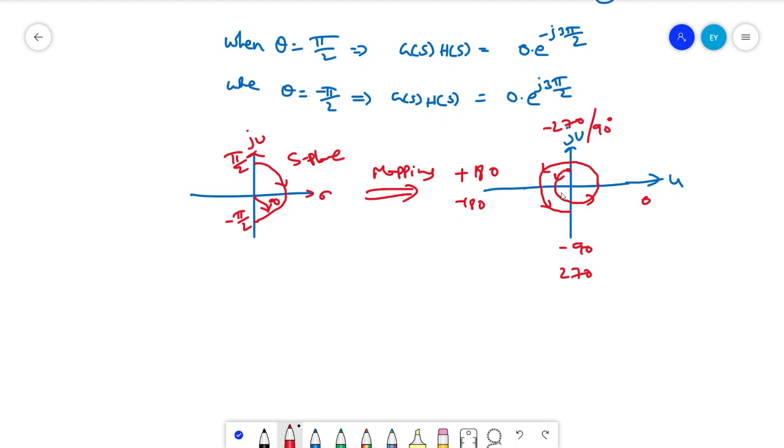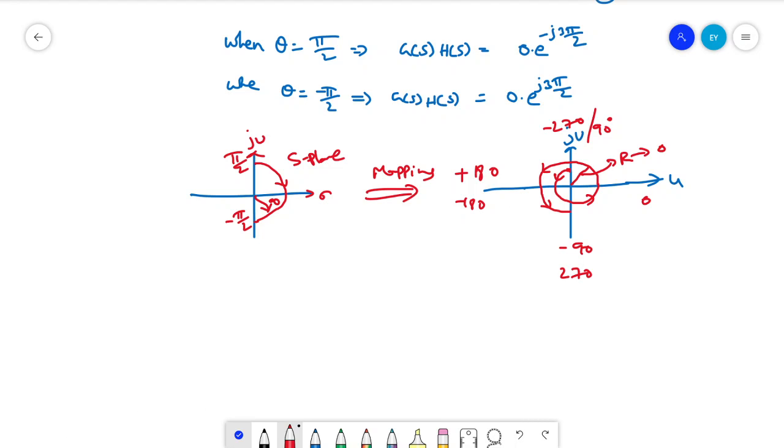So this radius is actually 0. Just to show you the difference, I am just drawing. This is actually, radius r will be 0. Okay, because the r value here will be 0. This is negligible actually.